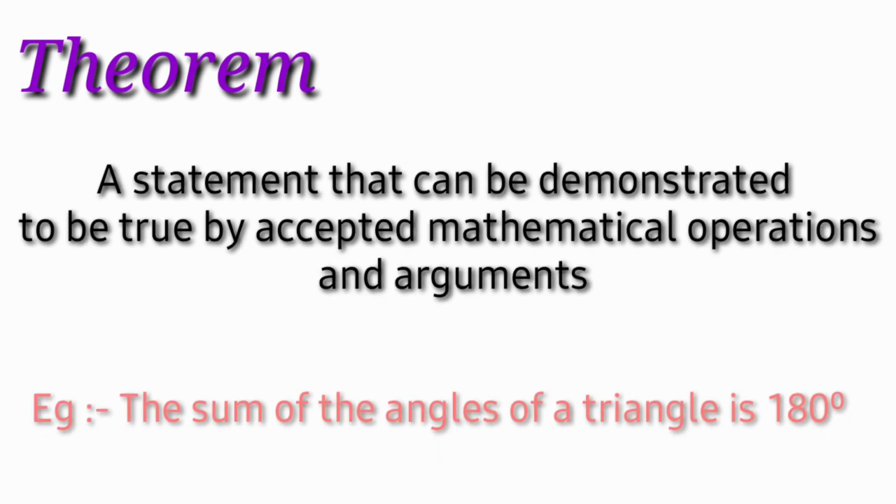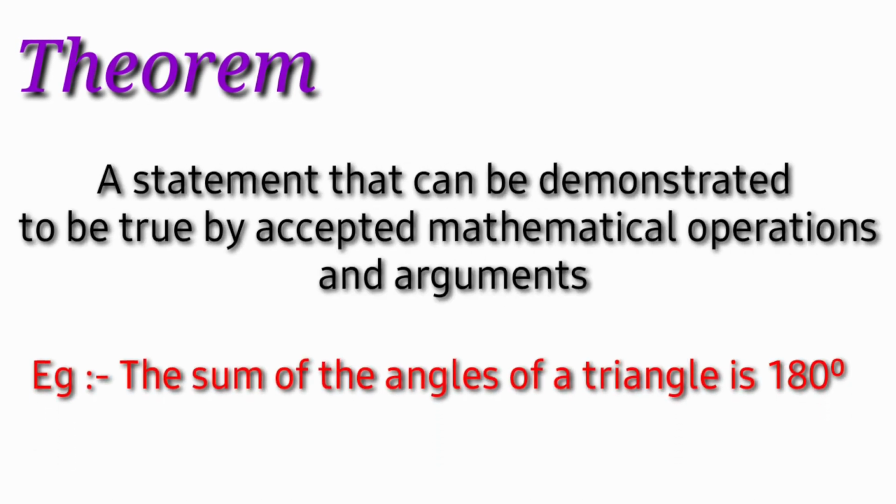Now, what is a theorem? It is a true statement for which we can give a written proof. For example, consider the statement, the sum of the angles of a triangle is 180 degrees. We can call this statement a theorem because we can prove it using mathematical concepts. You will study the proof at the end of this chapter.